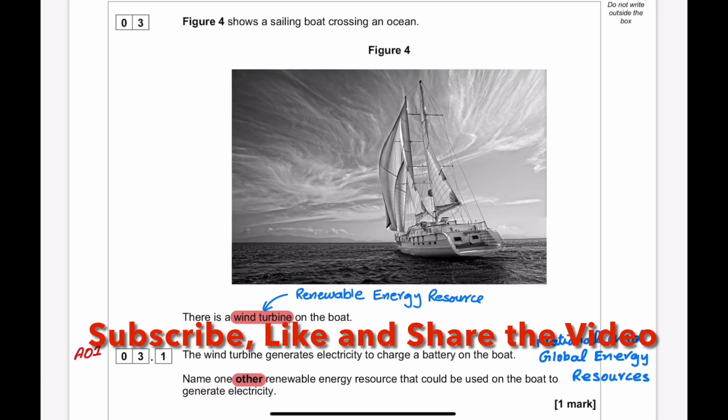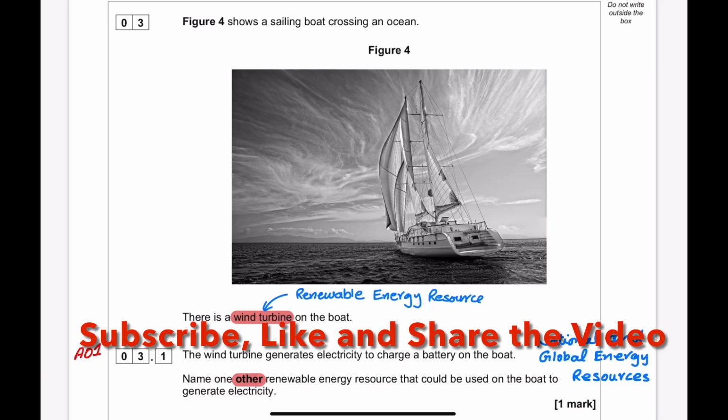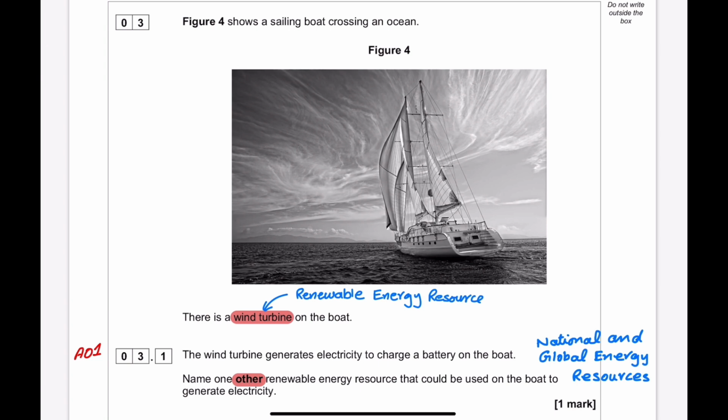Question number 3. Figure number 4 shows a sailing boat crossing an ocean. There is a wind turbine on the boat. 3.1 is an AO1 question. The wind turbine generates electricity to charge a battery on the boat. Name one other renewable energy resource that could be used on the boat to generate electricity.